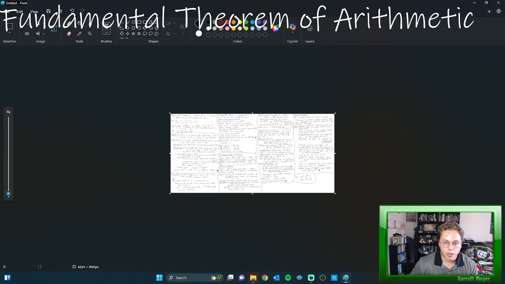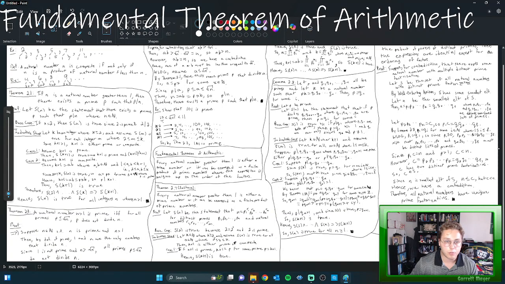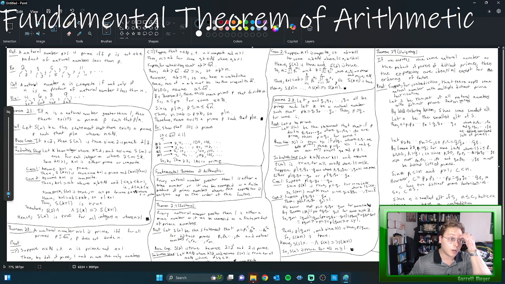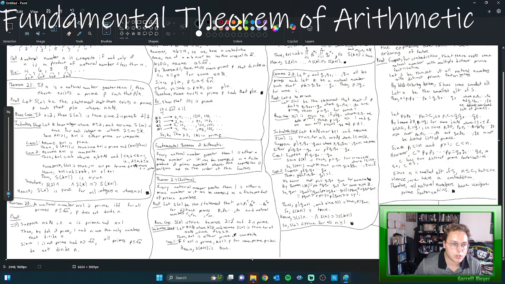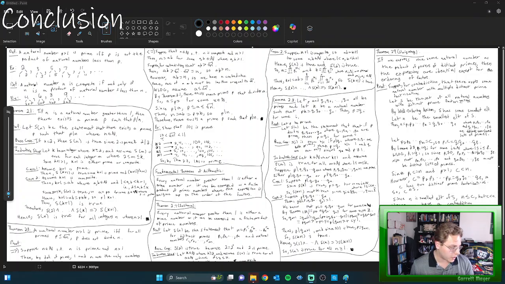Oh wow, so I zoomed out a lot there, but this is basically what we did today. We showed a few facts about prime numbers, defined prime numbers, and then discussed the fundamental theorem of arithmetic, and then proved the existence and the uniqueness of the prime factorizations for every natural number. So that is ultimately what we've done today.